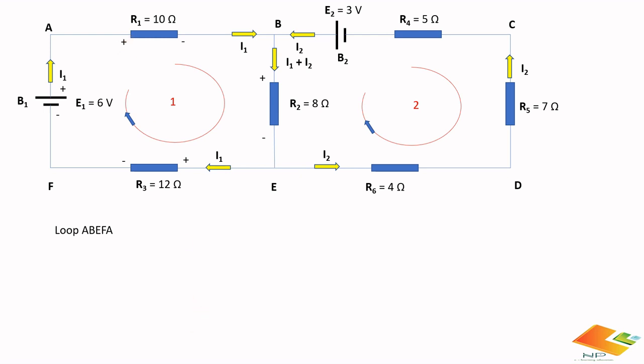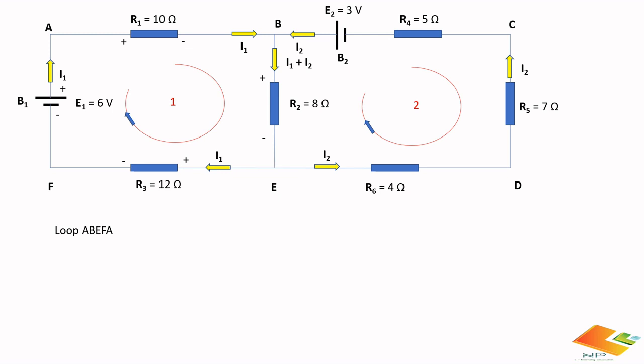In simplicity, whenever we go through a voltage from negative to positive, we treat that as a voltage rise, so the sign is positive. Whenever we are going in the loop direction and we are going in the current direction, that is a voltage drop, and that voltage drop we take as negative.